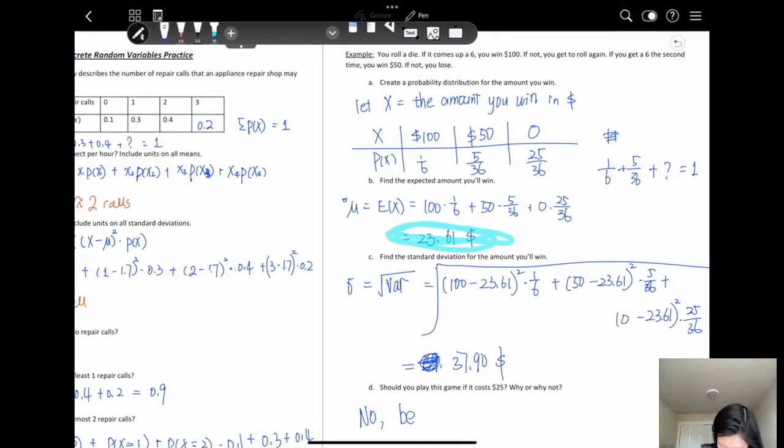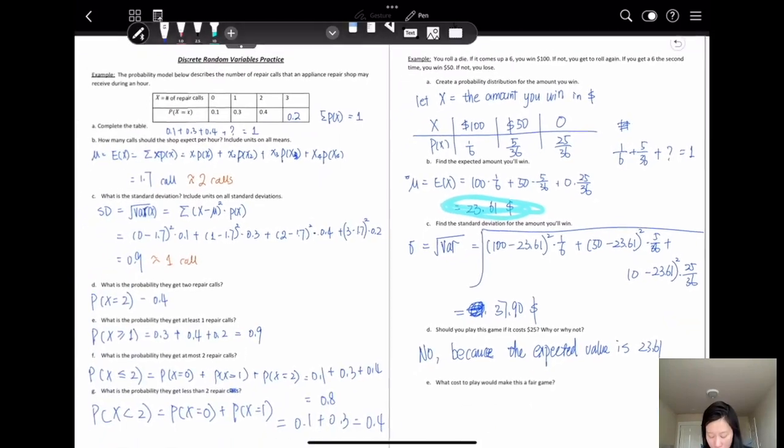Because the expected value is 23.61. In the long run, that means you're going to lose $1 something, right? That's why we don't go to casinos. That's why I say statistics is really powerful. You can calculate the expected value to see, hey, should you play that game or not?